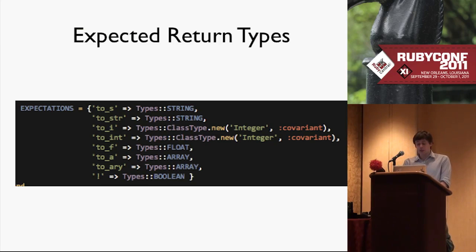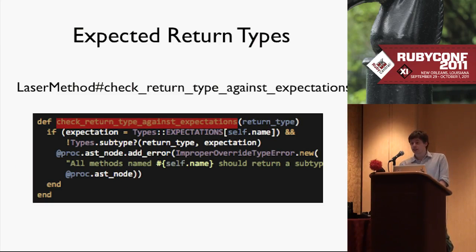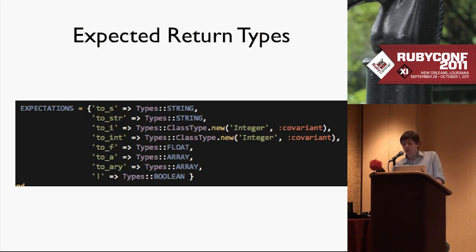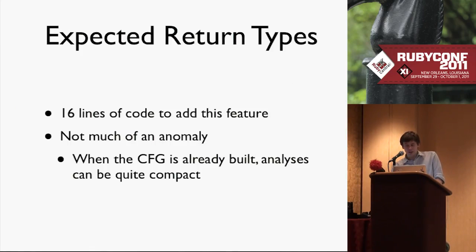And so right here we just see it checks against that and adds an error, a warning level error. It isn't a fatal error, but there's about 10 different levels of precedence of errors in Laser. And so it just tells you, hey, that may be a mistake that you made there. And it took 16 lines of code to add this feature to Laser, and that's not much of an anomaly.